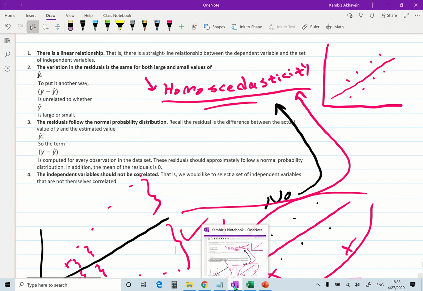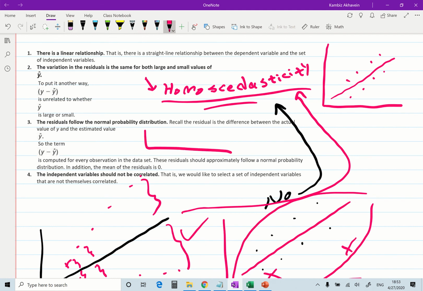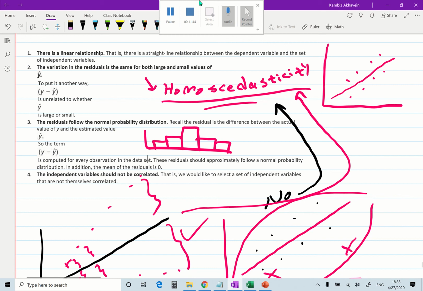Or sometimes in the book, they give you a histogram, and then you have to check the histogram to see if it is normally distributed or not normally distributed. Okay, and we leave the last one for the second part.